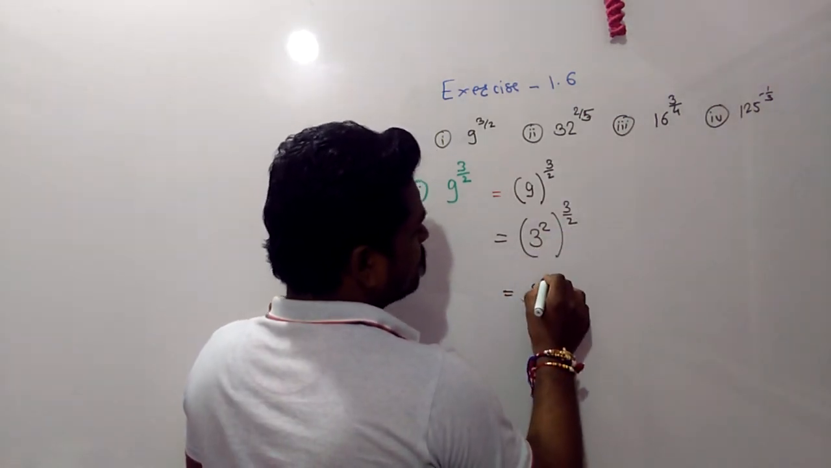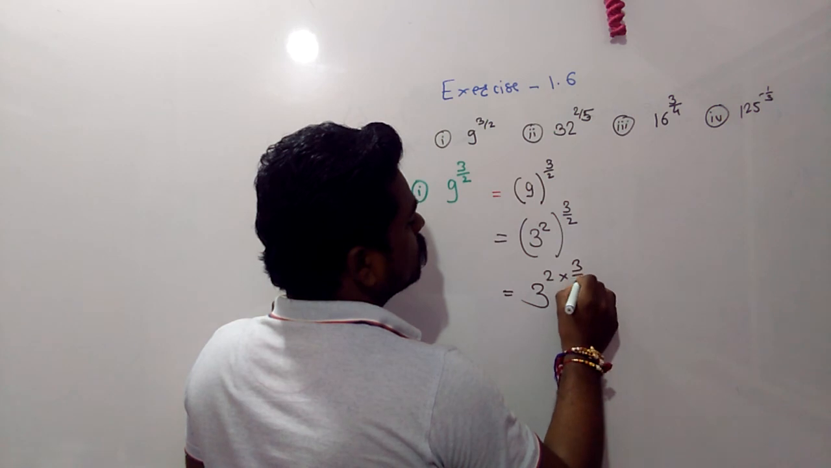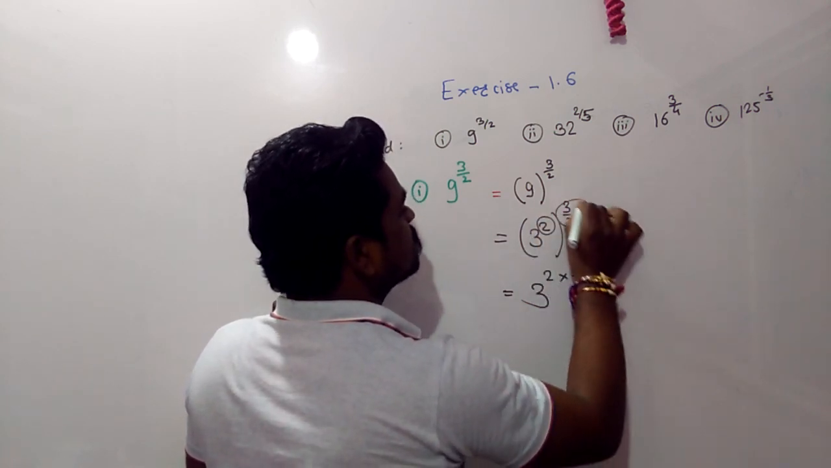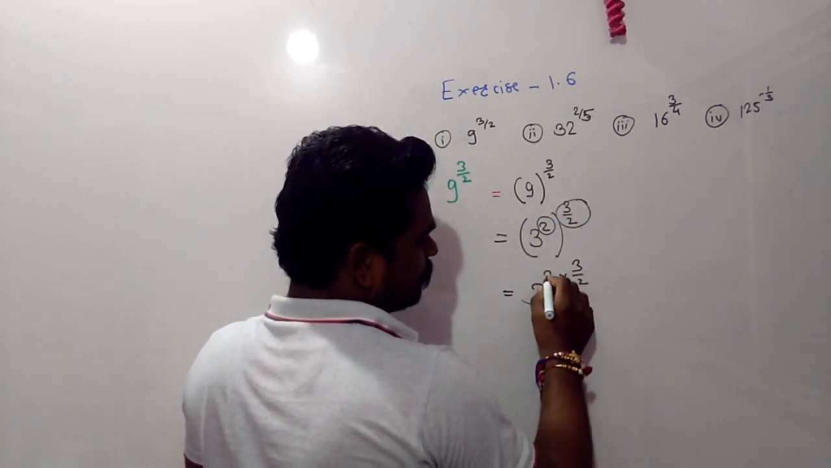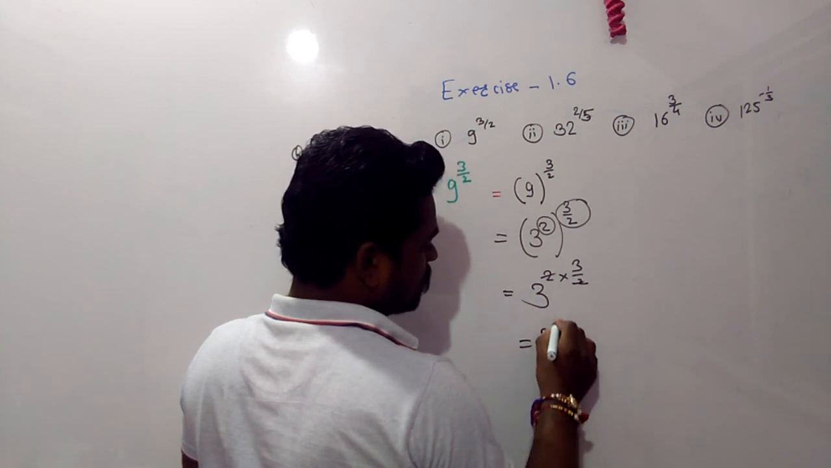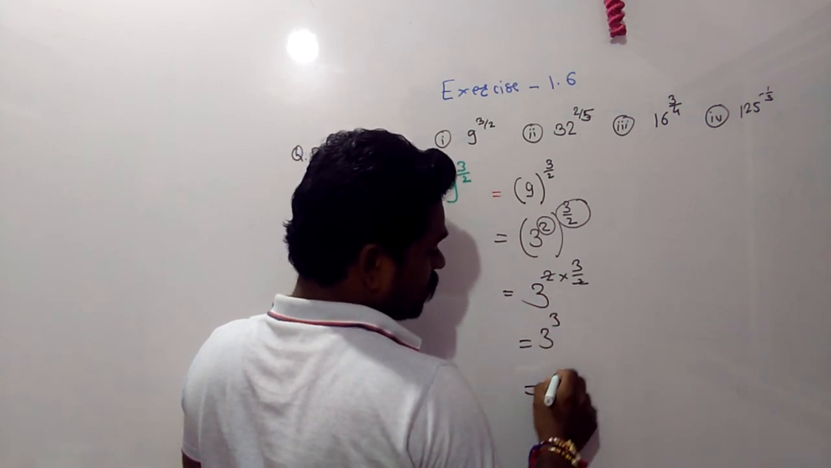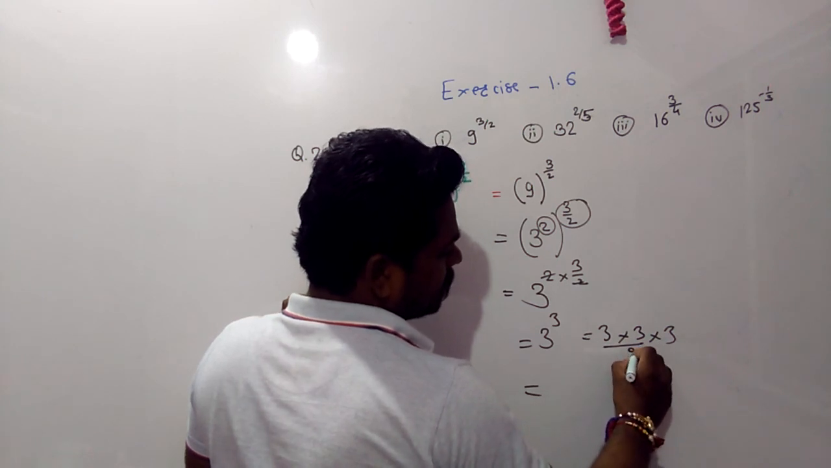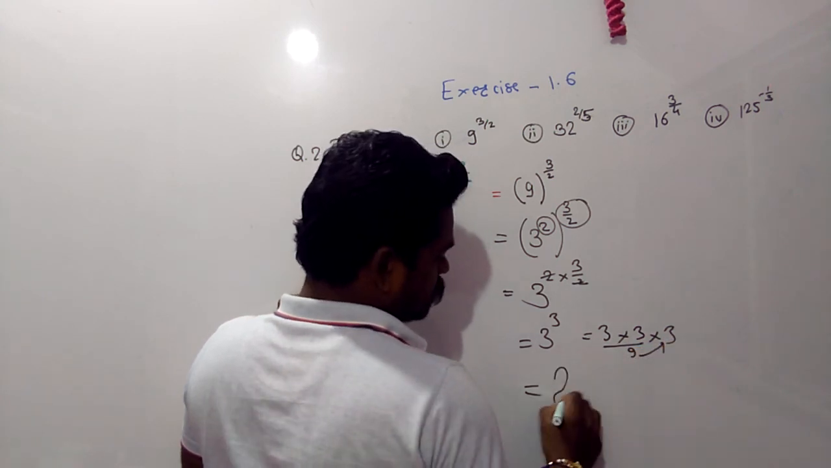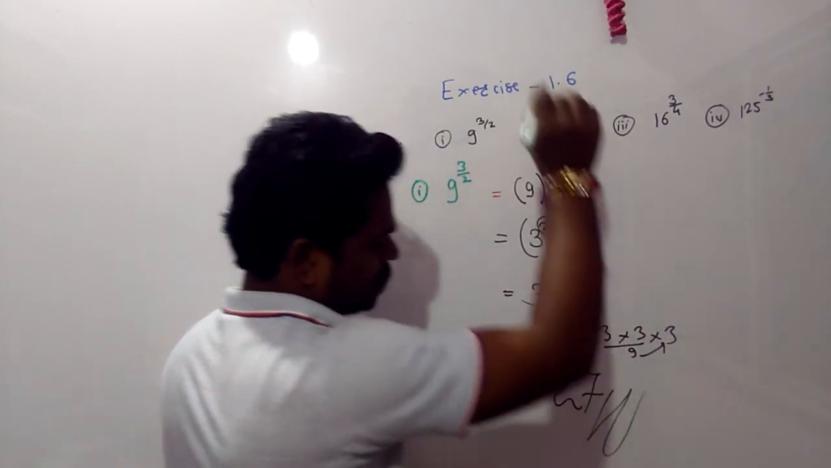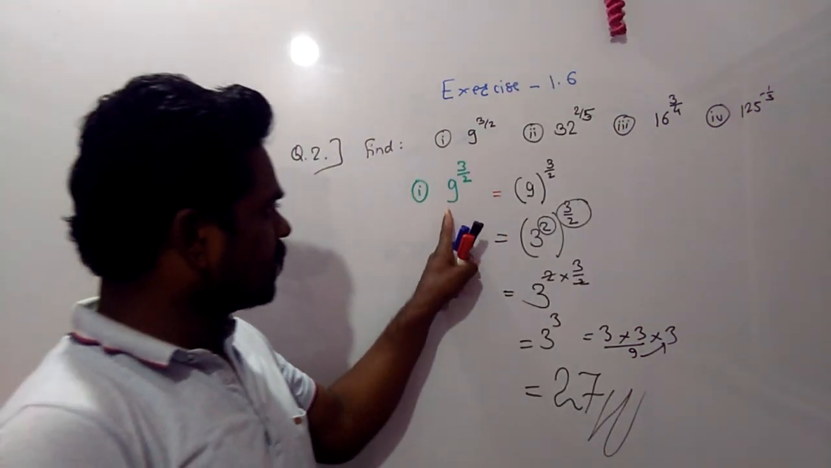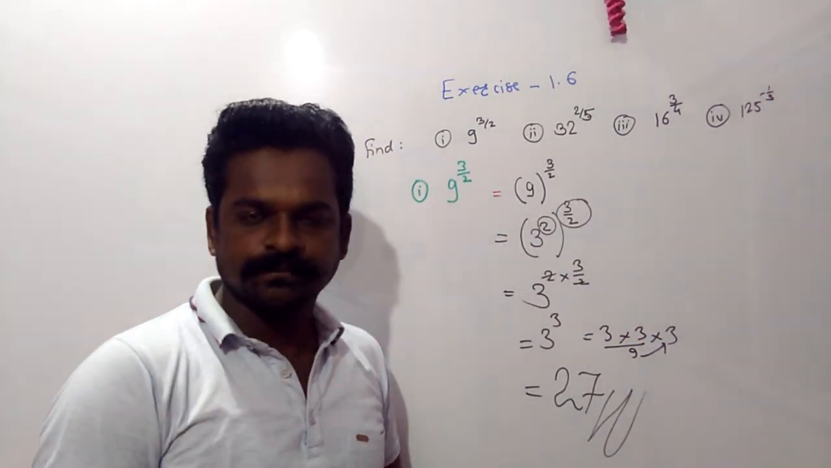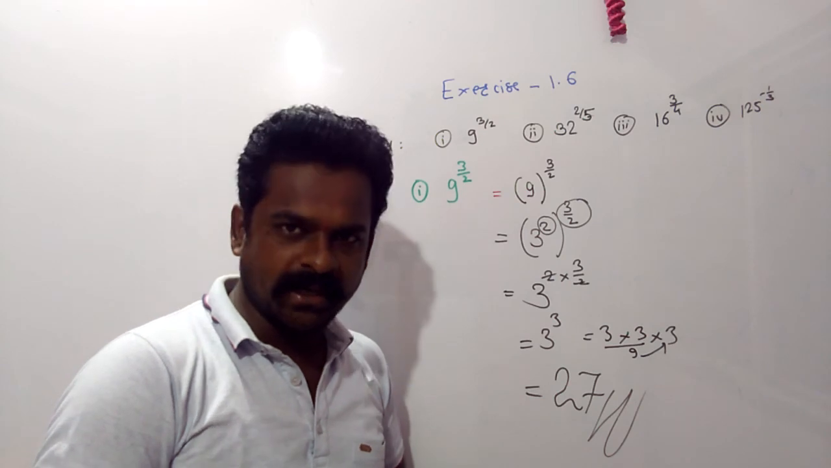Then we can write it as 3 square into 3 by 2, because power raised to power is there, so power into power will come. So the 2s will get cancelled, and 3 raised to 3 is 3 into 3 into 3. 3 3s are 9 and 9 3s are 27. So this will be your answer. The answer of 9 raised to 3 by 2 is 27.